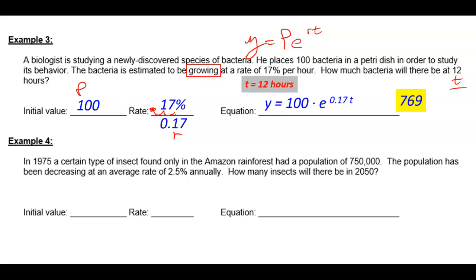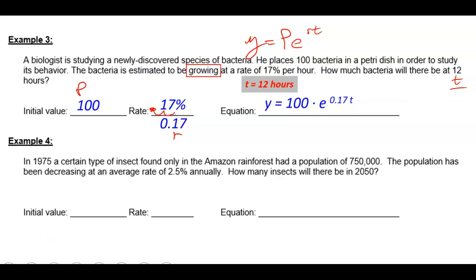In 1975, a certain type of insect found only in the Amazon rainforest had a population of $750,000. I'm going to remember that population word. The population has been what? Decreasing. Okay? Going down at an average rate of 2.5% annually. How many insects will there be in 2050? Now, everybody, just like the last one, we're talking about a population of insects this time.